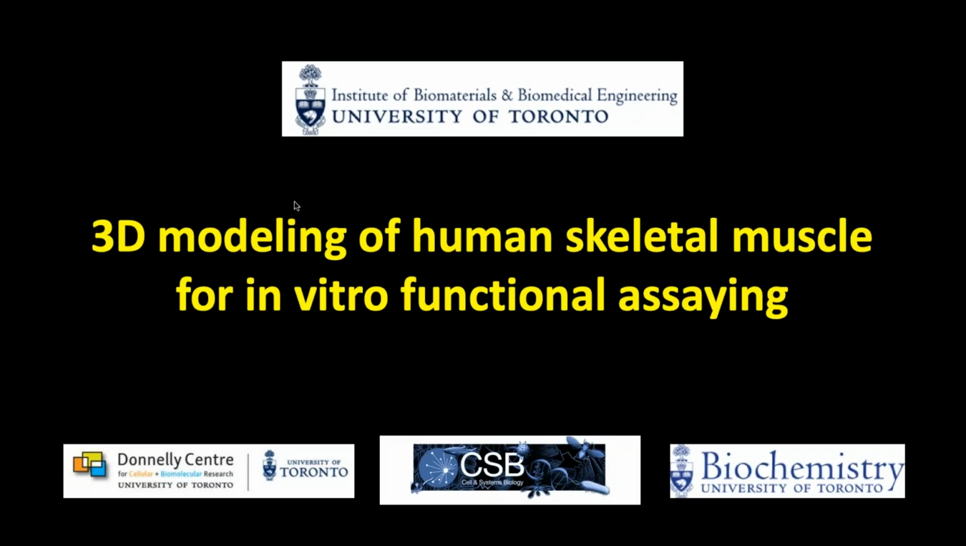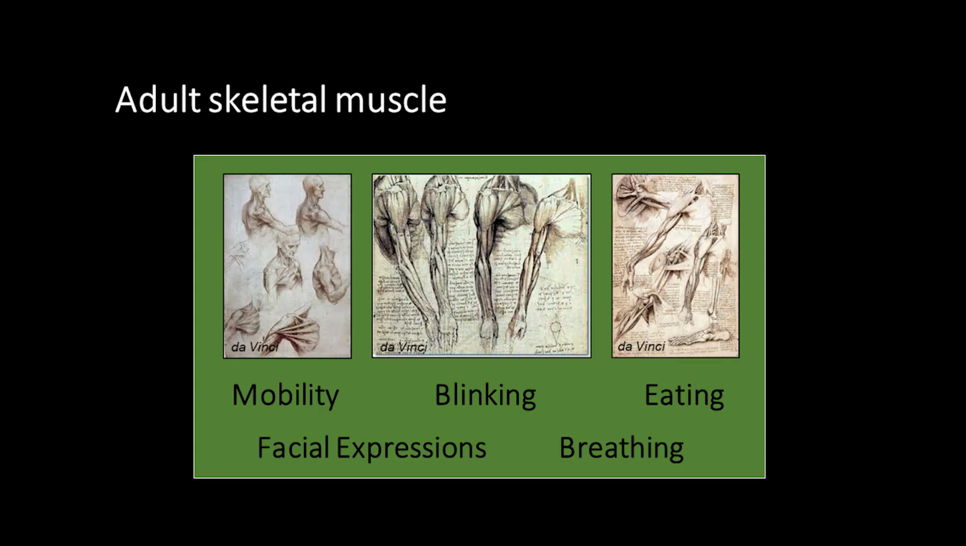Hello. It's really a pleasure to have an opportunity to share with you all a little bit about the research that's ongoing in my lab here at the University of Toronto in the area of 3D modeling human skeletal muscle tissue. Our overall research area of interest is adult skeletal muscle tissue. Now, this is a tissue that is found throughout your entire body. It allows you to do things like move and blink, to share expression with one another through our face, and perhaps most importantly, to breathe through our diaphragm muscle.